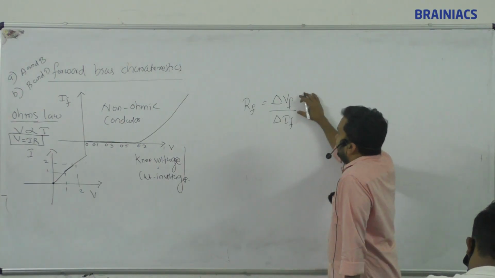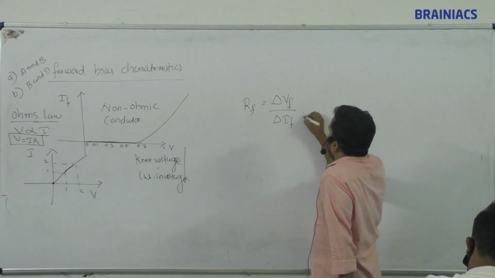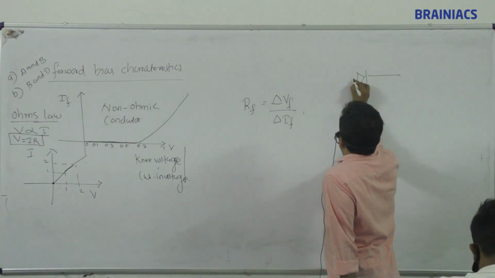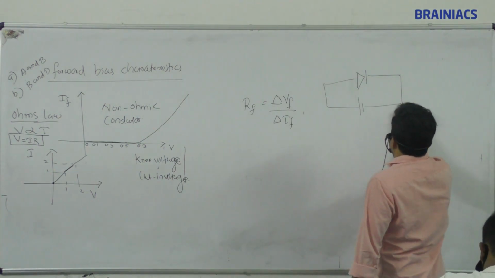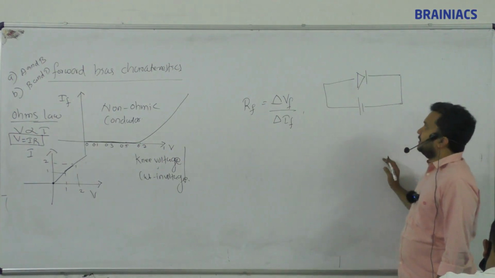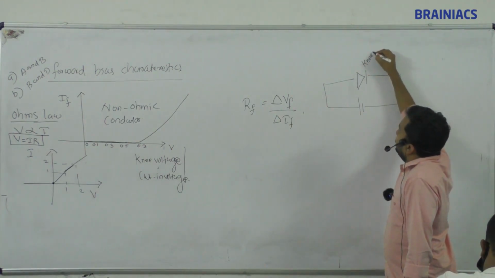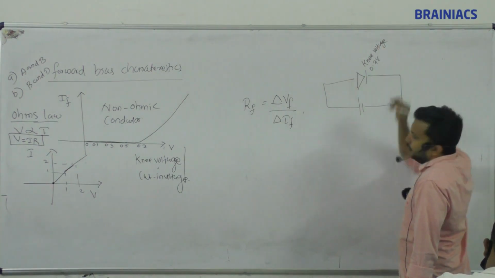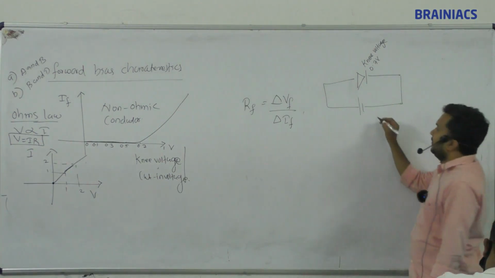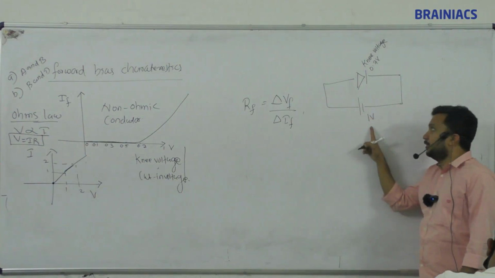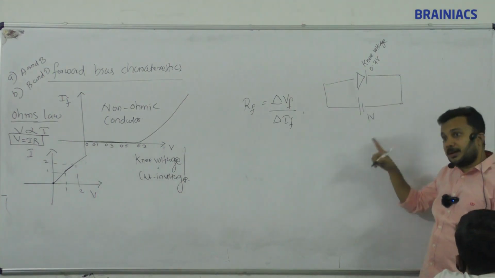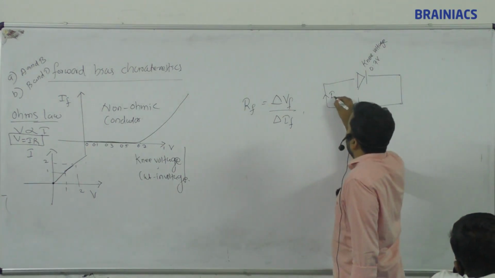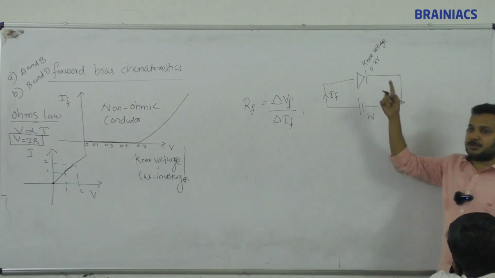Okay, what this indicates is that I have a diode, and I am giving a voltage here. Suppose the question says the knee voltage of the diode is 0.7 volt, and you are giving 1 volt here. This voltage is higher than the knee voltage. What will happen? Current will start to flow. Currents start from 0 and go to some other value.